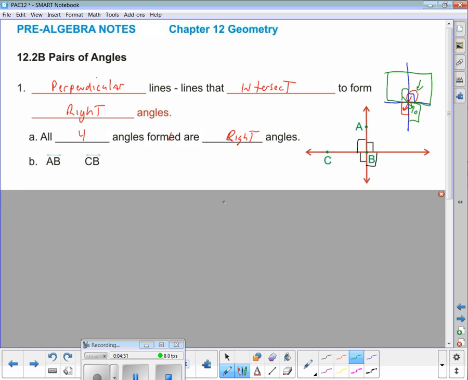There's no other possibility. The perpendicular symbol you guys should have seen. It looks like an upside down T. So go ahead and put that between line AB and line CB.